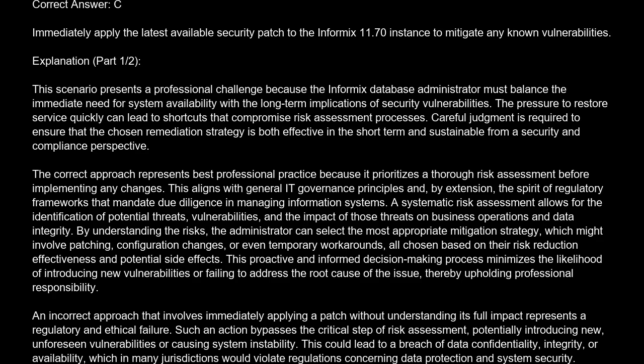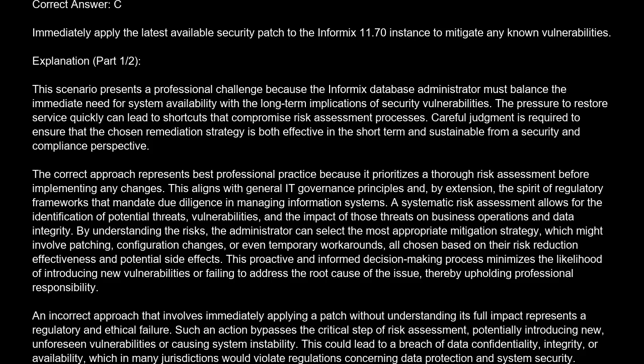The correct answer is C. Immediately apply the latest available security patch to the Informix 1170 instance to mitigate any known vulnerabilities. Explanation. This scenario presents a professional challenge because the Informix database administrator must balance the immediate need for system availability with the long-term implications of security vulnerabilities. The pressure to restore service quickly can lead to shortcuts that compromise risk assessment processes. Careful judgment is required to ensure that the chosen remediation strategy is both effective in the short term and sustainable from a security and compliance perspective.